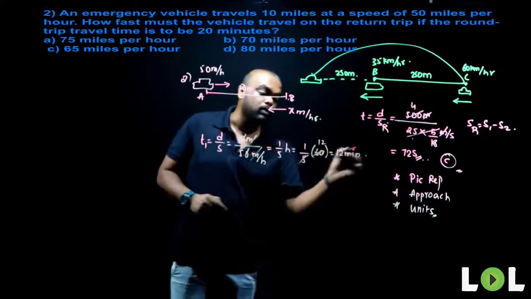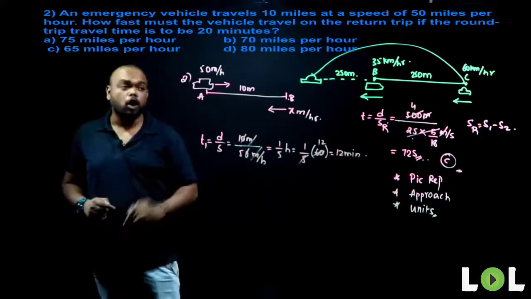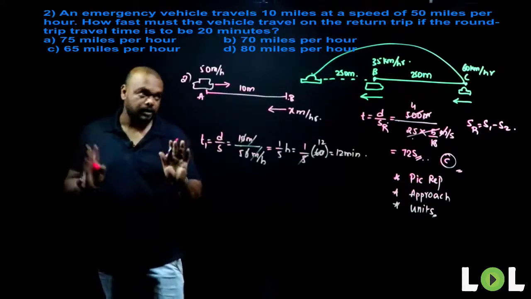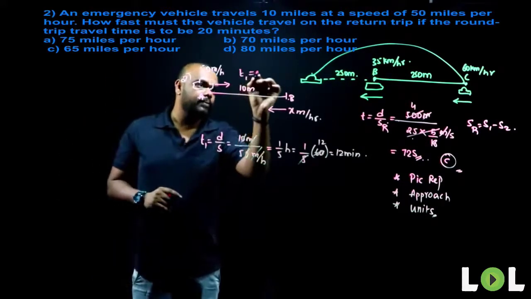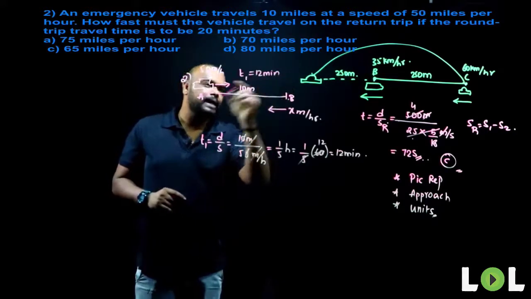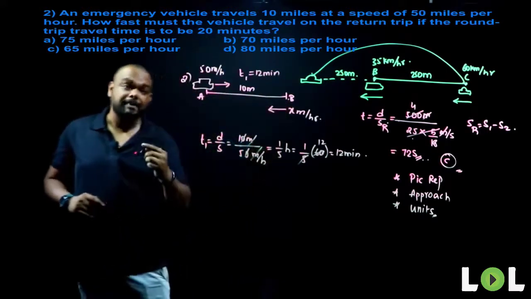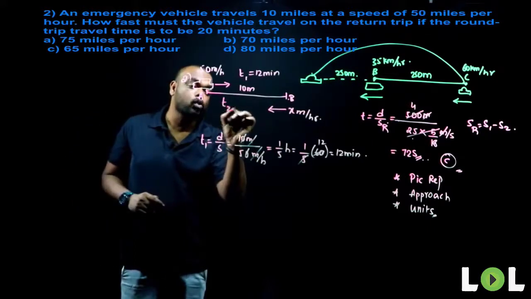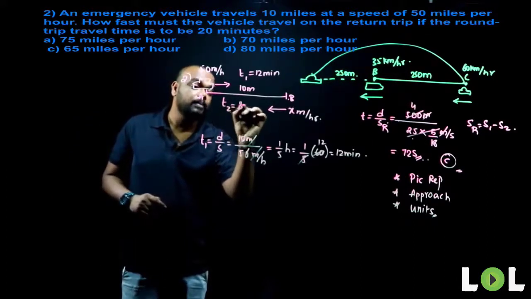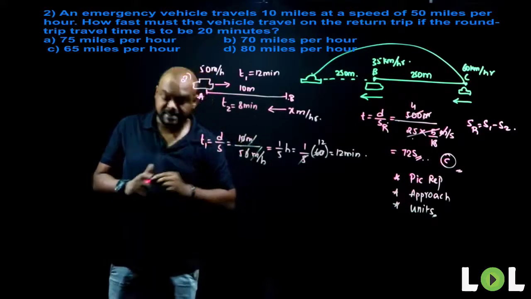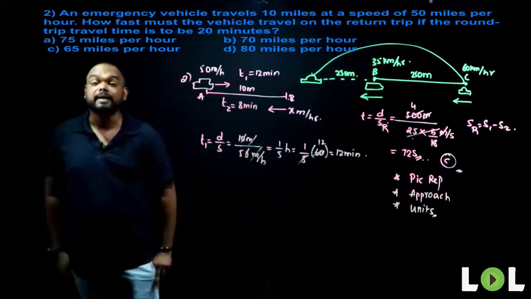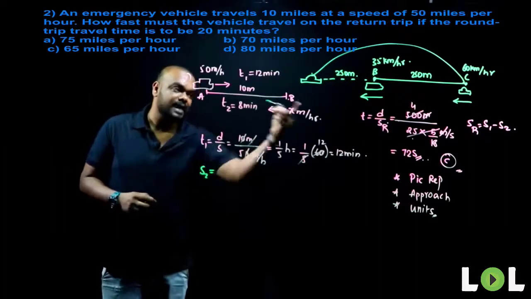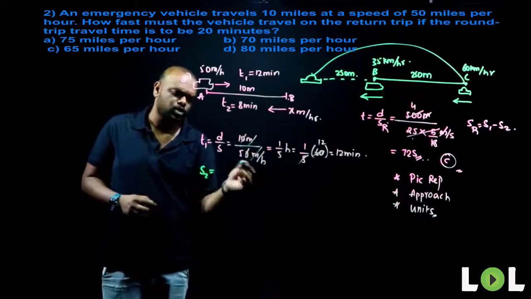12 minutes it took. But what is the question? Altogether going and coming back, it should be 20 minutes, not more than that. Now here in the T1, the vehicle took 12 minutes A to B. While coming back, totally it should happen in 20 minutes, means T2 must be how much? 8 minutes. It should come back in 8 minutes. Now if it has to come back in 8 minutes, what must be the speed? We need the second speed. Speed, that is x. Okay, I wrote it as S2 here, no problem.